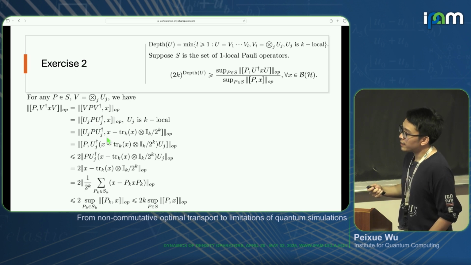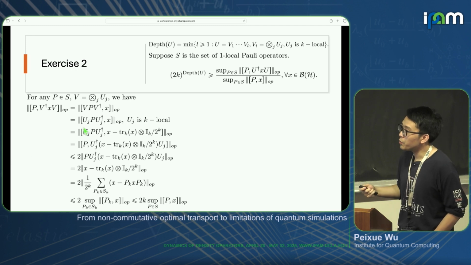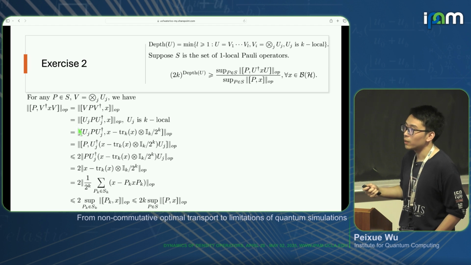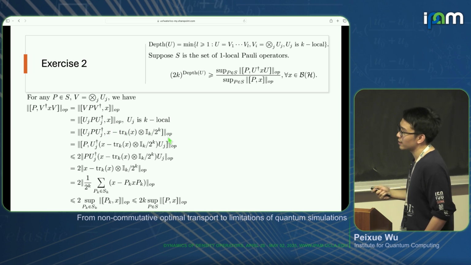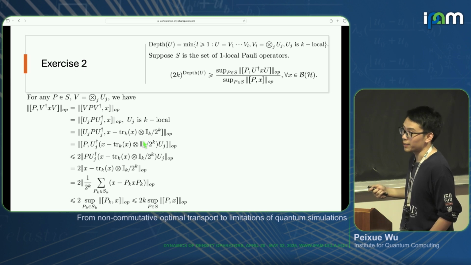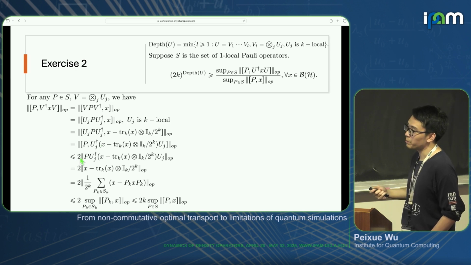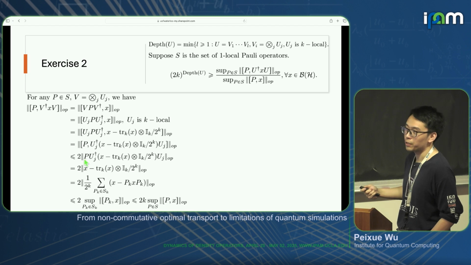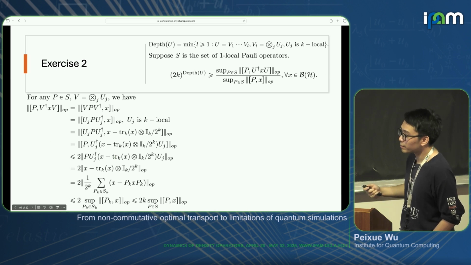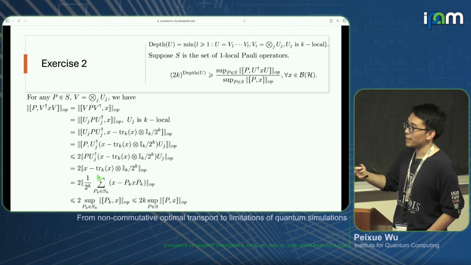And the next step uses the commutator relation, because UJ P UJ dagger is non-trivial only on the K-local system, only on K many subsystems. You can freely add or subtract identity on the K-local systems. After you do that, you move your UJ back by unitary invariance. Here, the inequality is something brute force: you have a commutator, you write it down and do the triangle inequality. So you have to pay a price of 2. Then by unitary invariance again, this P and UJ can be thrown away, so it's upper bounded by 2 times x minus this term.